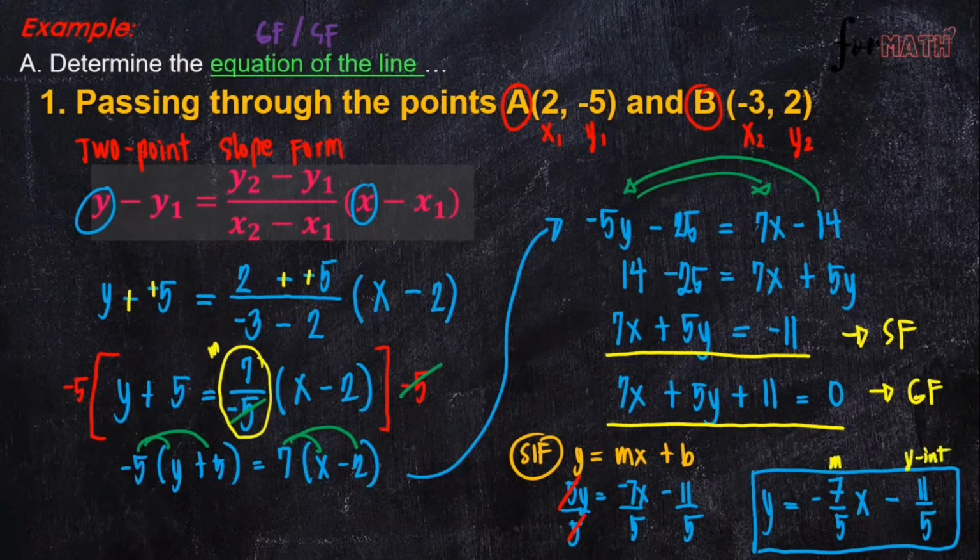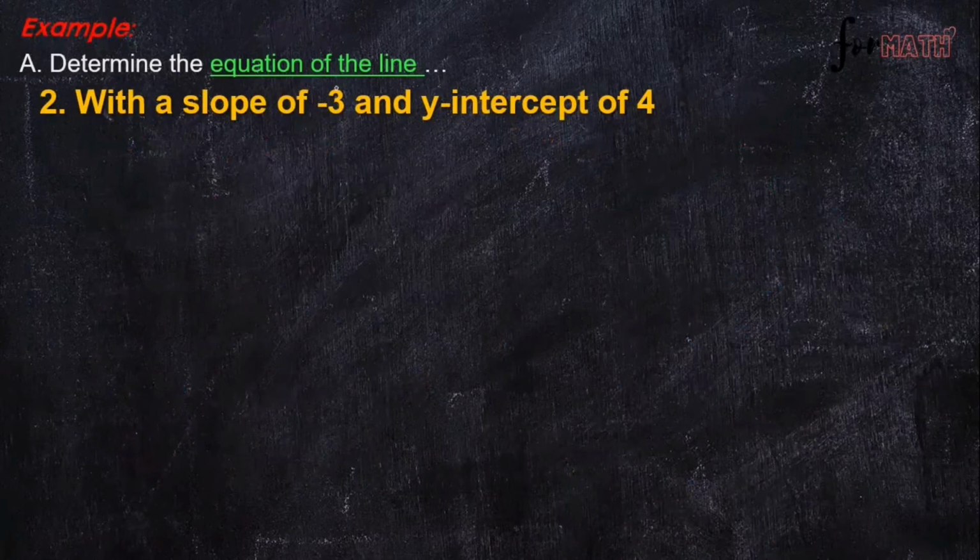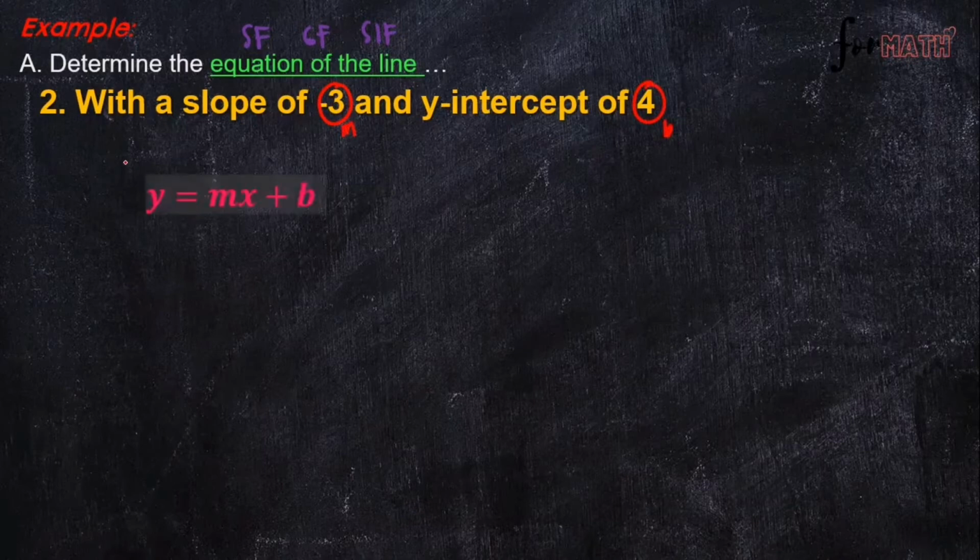Okay? So, let's have another example. Determine the equation of the line. So, ang hanapin lang natin ay standard form, general form, and SIF, slope-intercept form. So, in this case, ang given natin dito ay slope of negative 3. And then, y-intercept of 4. So, meron tayong m tsaka b. Diba kapag ang given naman natin ay m tsaka b, ang gagamitin natin ay yung slope-intercept form. Okay, slope-intercept form. So, in this case, una nating mahanap dito, of course, yung SIF.